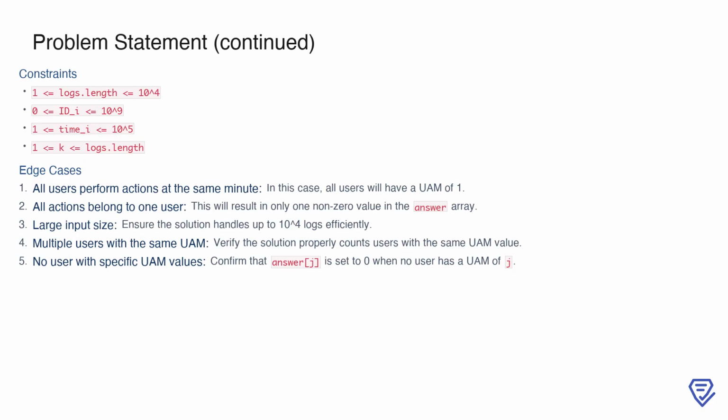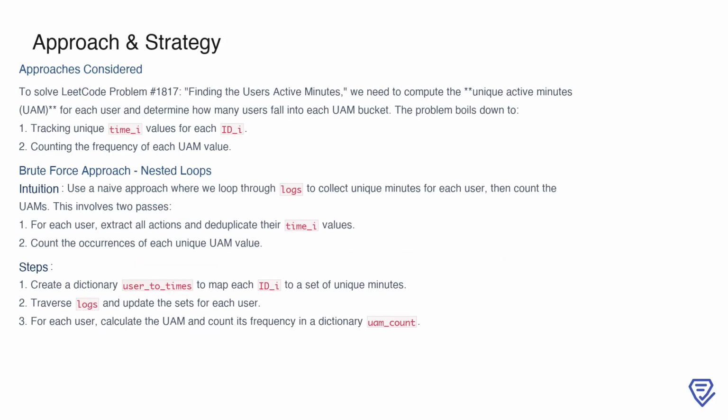To solve the problem of finding the user's active minutes, or UAM, for each user, we need to break it down into two key tasks. First, we need to track the unique active minutes for each user by identifying distinct time values associated with their actions.